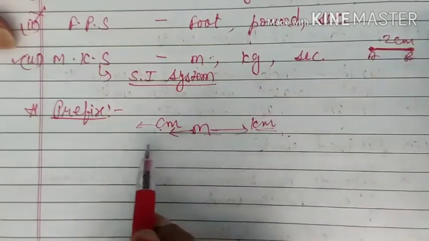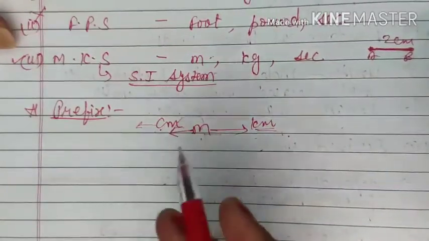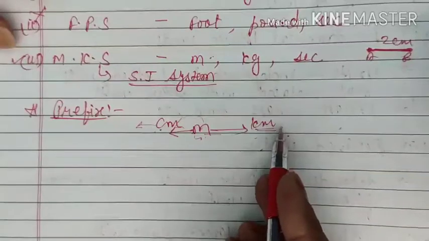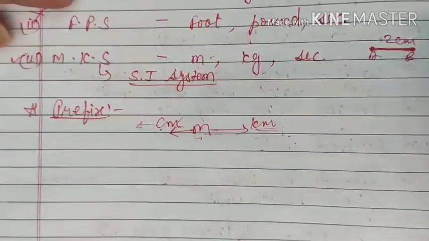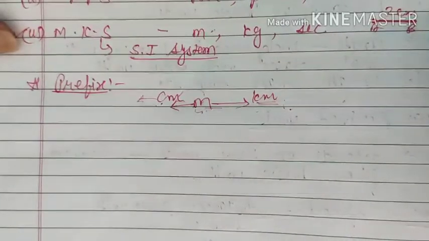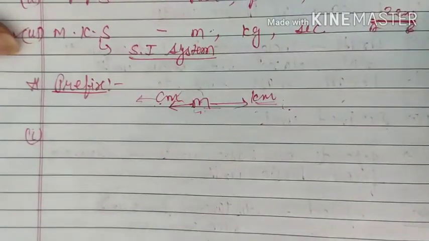Sometimes we need to reduce this value, that means we want a smaller unit, and sometimes we want a larger unit. For that, in your book two tables are given. If you can memorize the full two tables, it's well and good. Otherwise, at least some we have to remember anyhow.